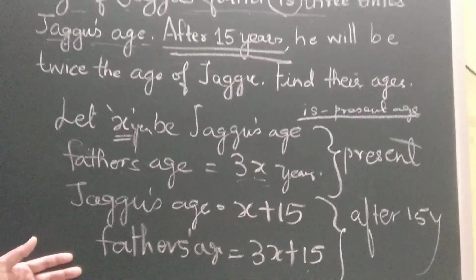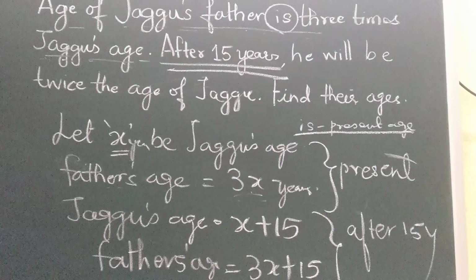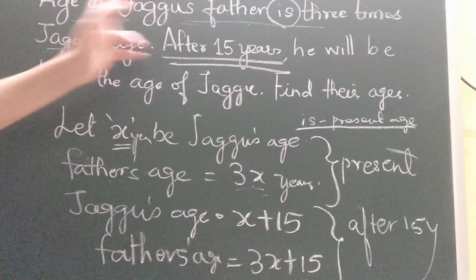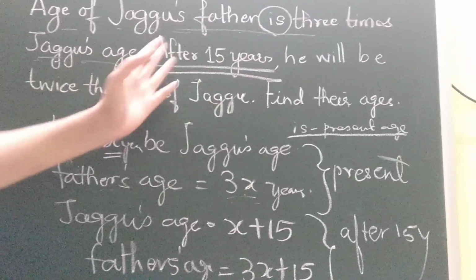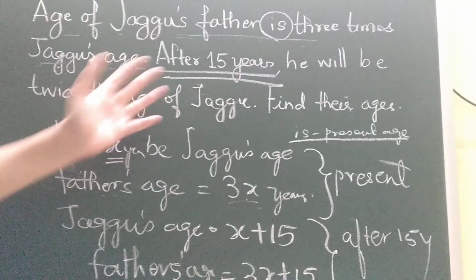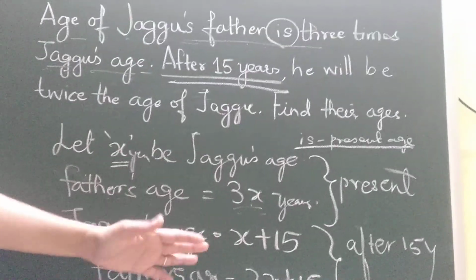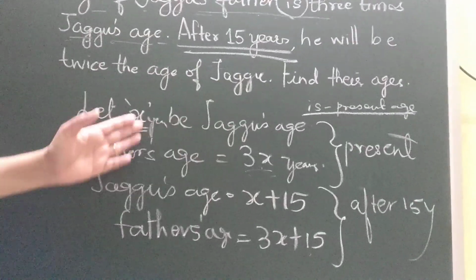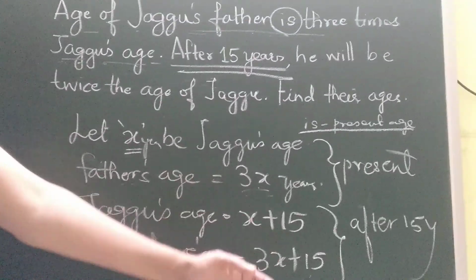Is it clear? Whenever you encounter an age problem, what we have to see is where the "is" is, that statement is for the present ages, and whatever is after 15 years, before 15 years, before 2 years, whatever, that is for that. So we have to either add or subtract depending on after or before. Only with these 2 we have to add: x plus 15, 3x plus 15.